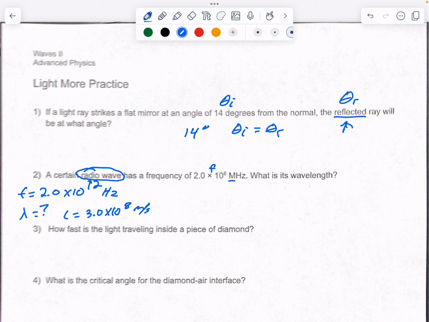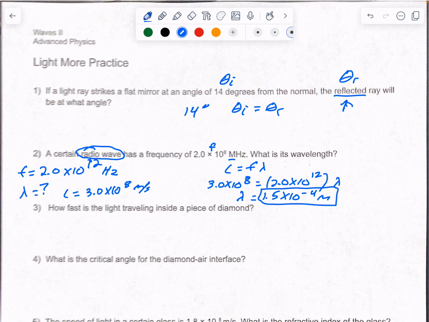Now it's basically just c equals frequency times wavelength. So 3.0 times 10 to the 8th equals frequency, which is 2.0 times 10 to the 12th, and wavelength, we don't know. So divide both sides by 2.0 times 10 to the 12th. Just be careful, please use parentheses, otherwise you can get the wrong answer. Your wavelength you should get would be 1.5 times 10 to the negative 4 meters. So that's your answer there.